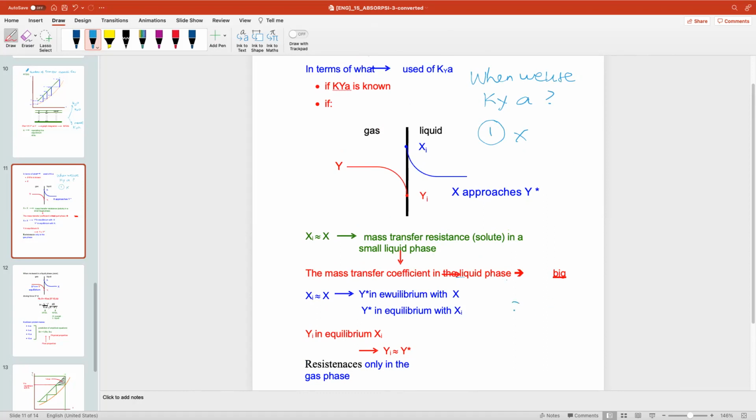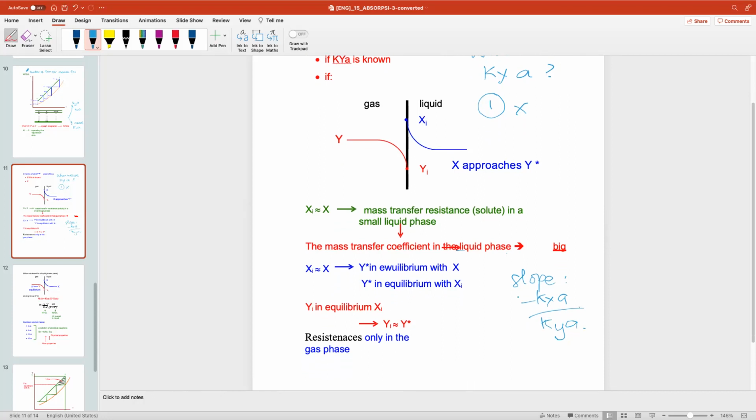Because the slope is minus kxa divided by minus kya, if this is small, then you have a large number divided by a small number. For example, I'm going to draw it here again. If we have this graph, for example, this is the slope back again to the one side, minus kxa divided by kya, the first one. This is y and this is x.